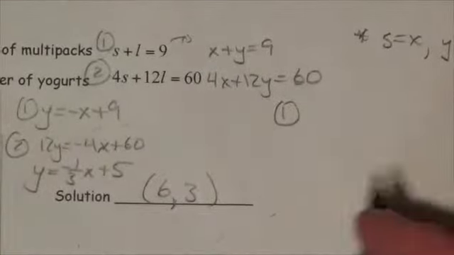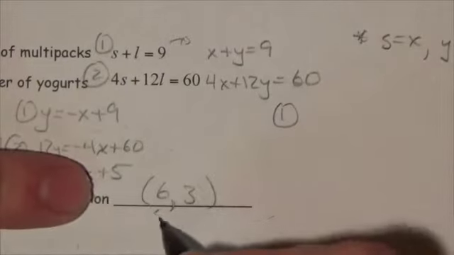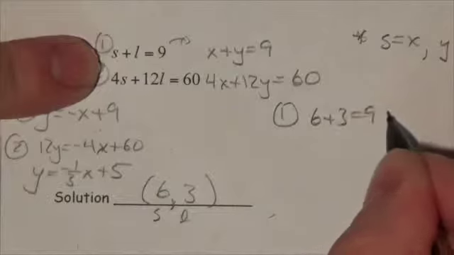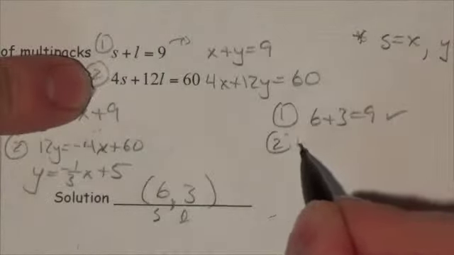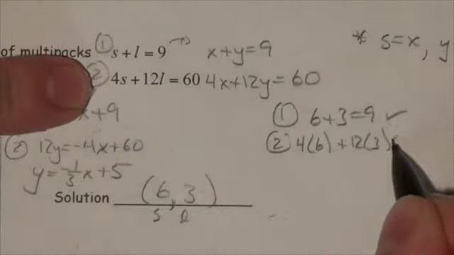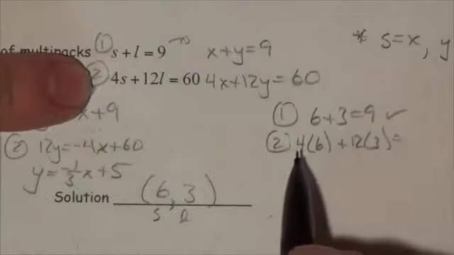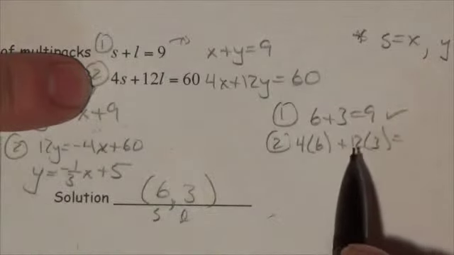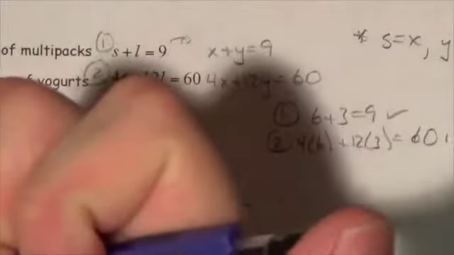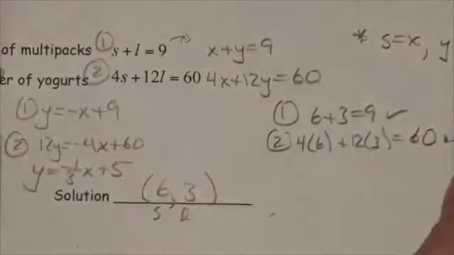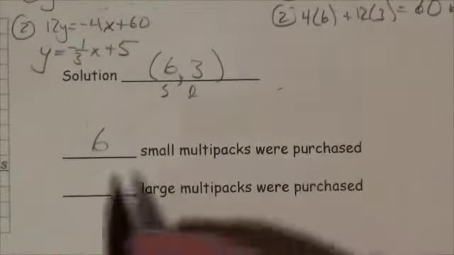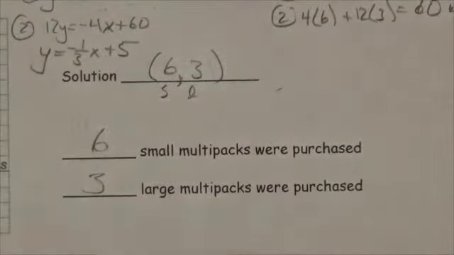And now let's go through and check these here. So this is, again, S, this is L. So let's look at the original equation here. 6 plus 3, does that equal 9? Yes. Equation 2, does 4 times 6 plus 12 times 3, what does that equal? Okay, well, 4 times 6 is 24. 12 times 3 is 36. That gets you 60. So yes, turns out that is the solution to the system. So we should get 6 small and 3 large.